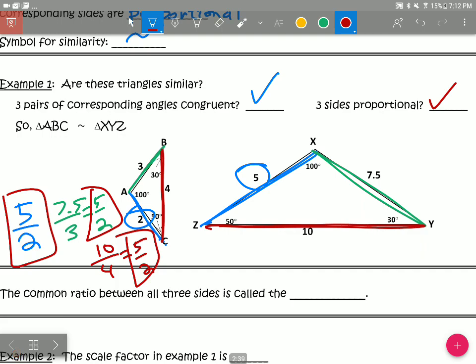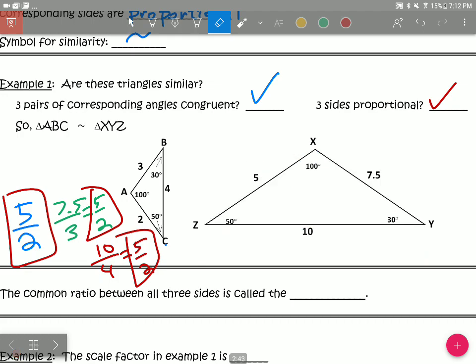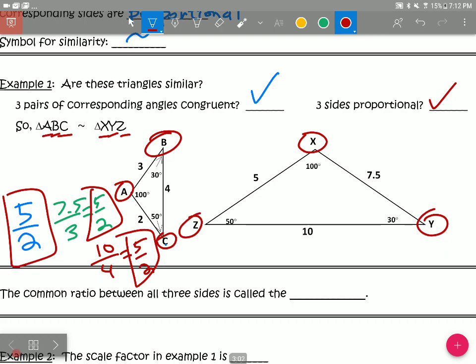Now, one thing I will say about this, it is very important that when we write our statement, the angles correspond to each other. So A is congruent to X. A is your 100, X is your 100. B is congruent to Y. B is your 30, Y is your 30, and so on and so forth. C is to Z. Just like your congruency statements, all angles need to line up with each other.